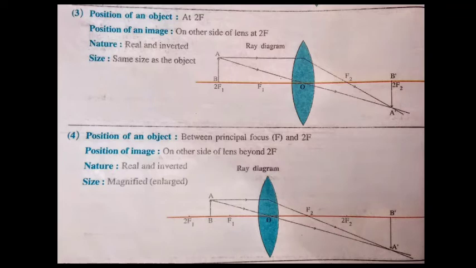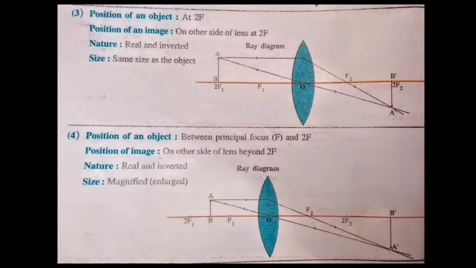The next condition: the object is kept between f and 2f. In that condition, using the ray diagram, we get the image position beyond 2f, and the image is real and inverted, and its size is magnified, enlarged. Here you can observe that as you put the object nearer to the lens, you get an enlarged image. So, in this way you can draw the ray diagram.